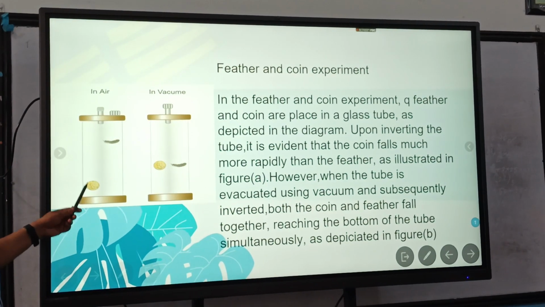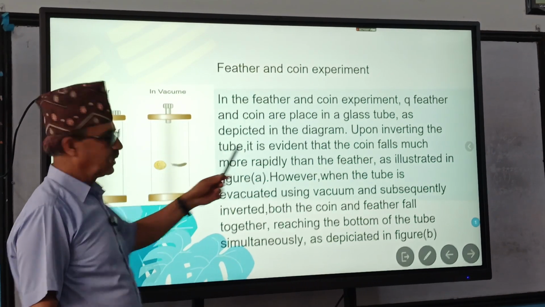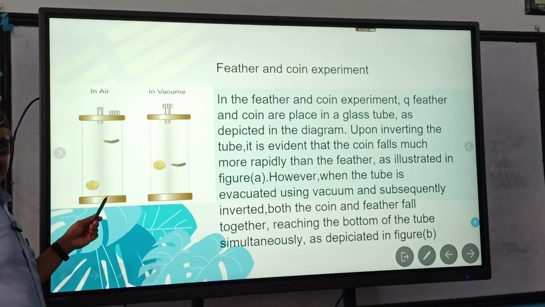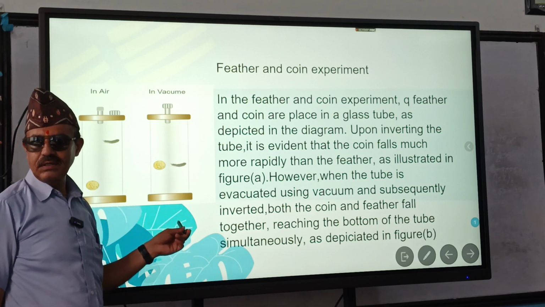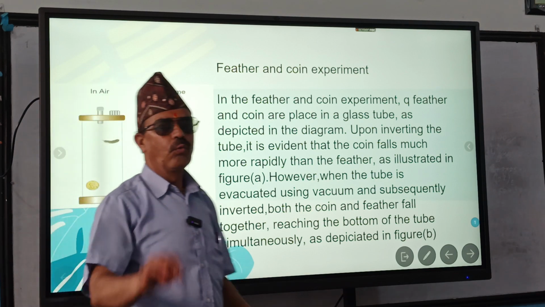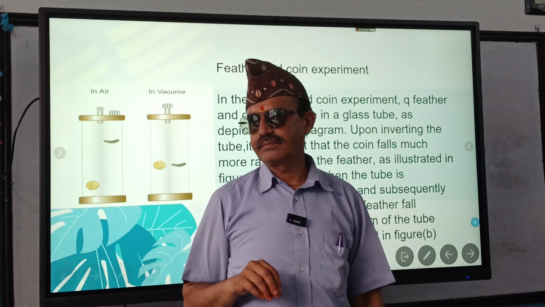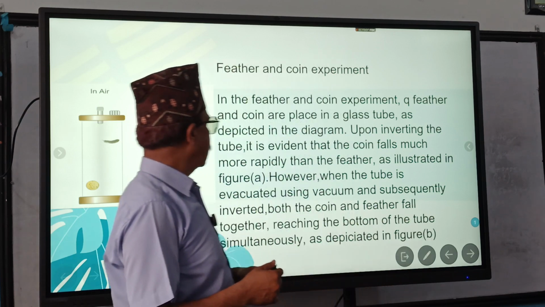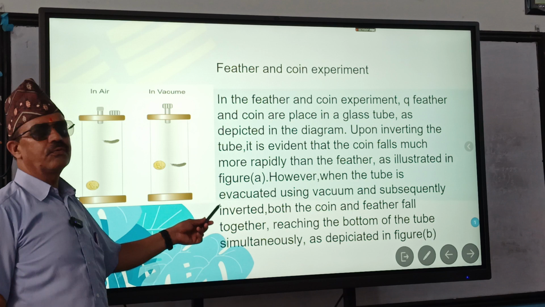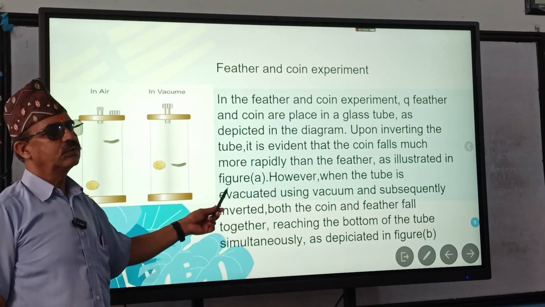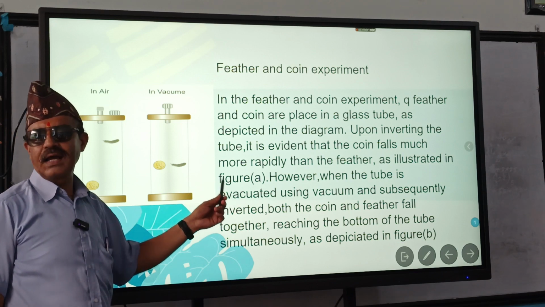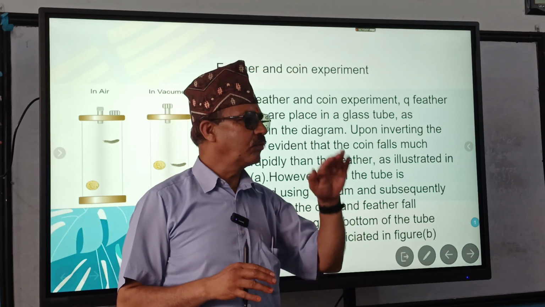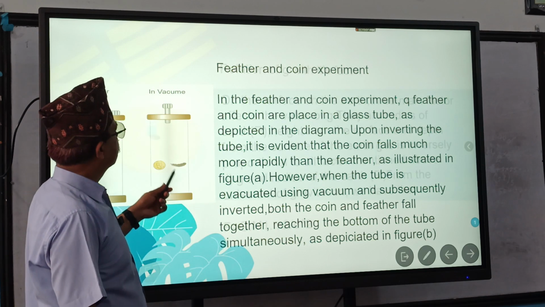And here is another experiment, the guinea and feather experiment. Here, in the presence of air, the feather is falling slower in comparison to the guinea. And here there is no air, that's why both of them are falling at the same time. Now, a question can be asked: what is the conclusion of the guinea and feather experiment? The conclusion is that acceleration produced on a falling body is independent of its mass. Whether heavy or light, if they are falling freely, they fall with the same acceleration. The conclusion must be remembered.